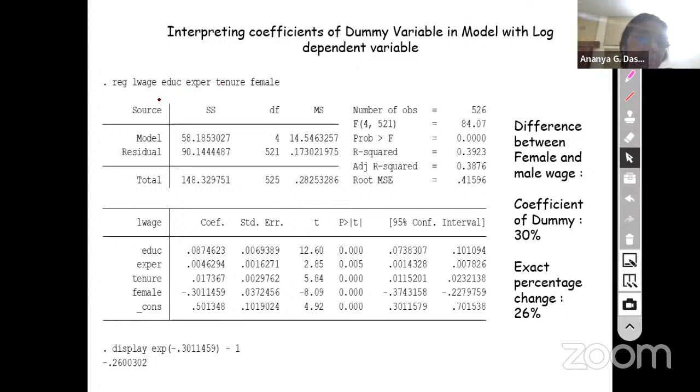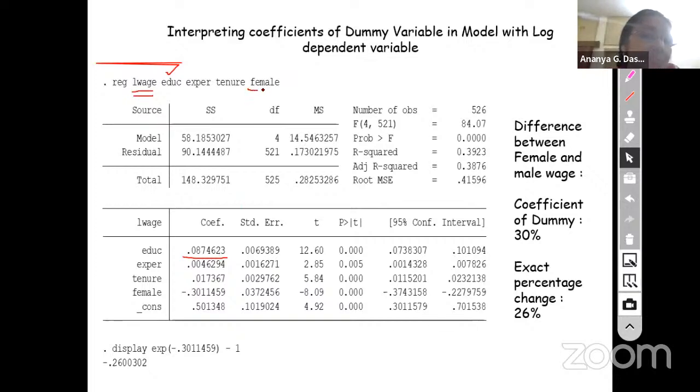Now, I had one other exercise where I have my dependent variable in log form. If your dependent variable is in log form, then your coefficients have a percentage interpretation. So this literally means that for an extra year of education, the wages are going to increase by 8.7%. That's what this means. So the coefficient times 100 gives you the percentage change in the dependent variable.